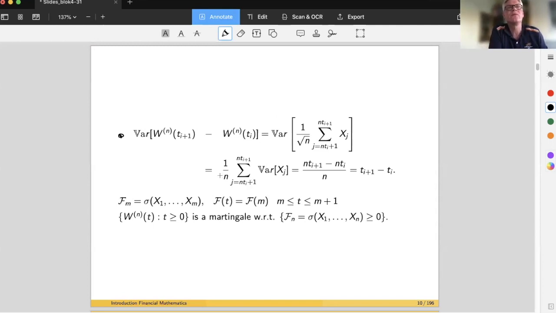And we know this, right? Let me think. Yes, this is, of course, again, the length of the interval. And the length of the interval is n t_{i+1} minus n t_i. N times t_{i+1} minus n times t_i. We can take the n out, divide by n, and again we get the length of the time interval, t_{i+1} minus t_i, being the variance of this scaled symmetric random walk. Yes?